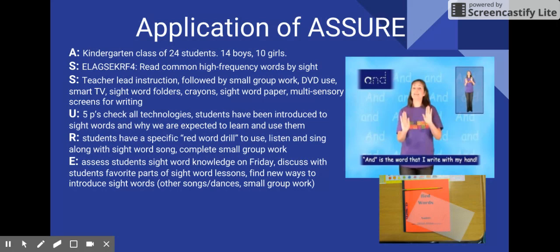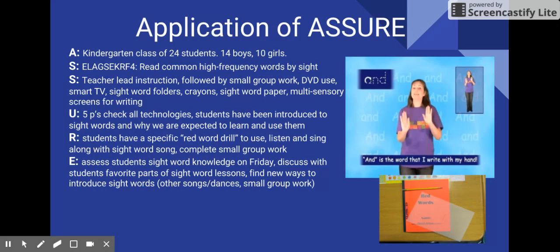I will need a DVD, a smart TV, sight word folders, crayons, sight word paper, and a multi-sensory screen for writing, which you can see in the bottom right corner. I followed the 5 Ps. I checked all of my technologies. I did a dry run of my lesson, and I made sure all my students had every material that they needed for this lesson.